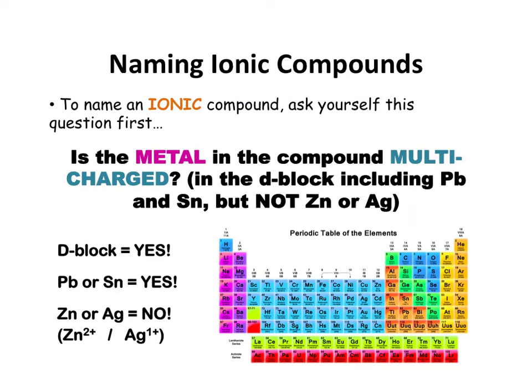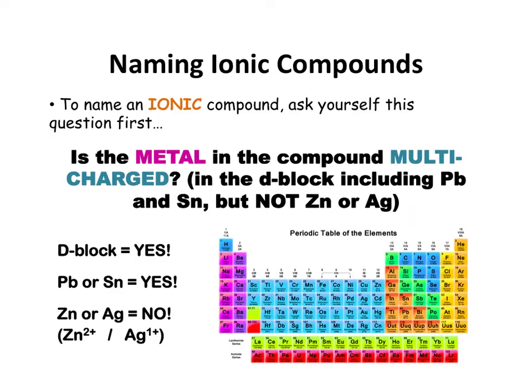Let's start by naming ionic compounds. So if you were given a formula and you had to write the name of that compound, these are the steps that you'd need to do. First, you need to look at the metal in the compound. We know that these compounds have metals because they're ionic, and all ionic compounds have metals in them. And the metal is always written first. So you look at the first element and you ask yourself this question: is the metal multi-charged?